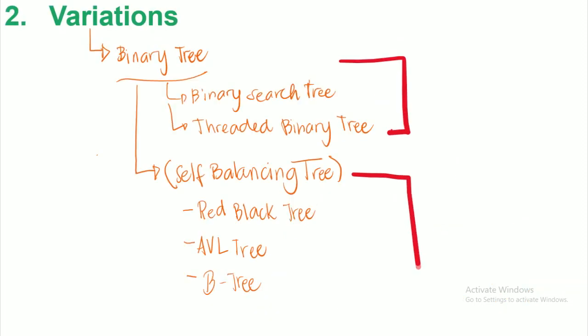And then for the self-balancing tree, we have these variations, which are the red-black tree, AVL tree, and B tree. There are actually a lot more than three, but for this video's sake, I'll only be talking about these three. These three variations, in essence, just have the same functionality, but each of them has their own different advantages and disadvantages.